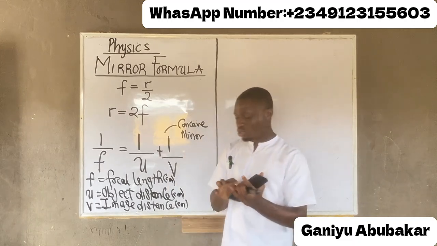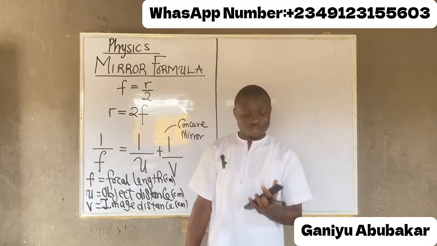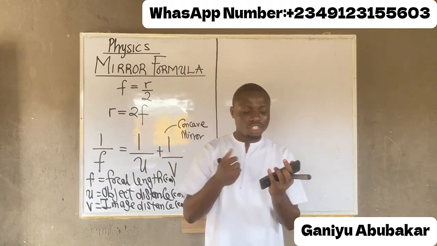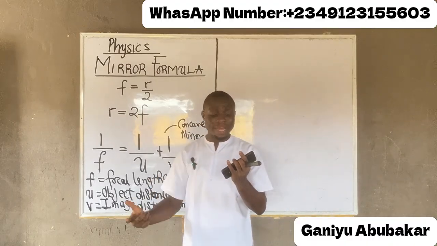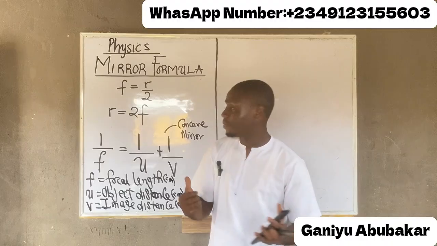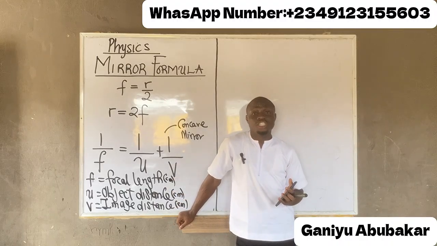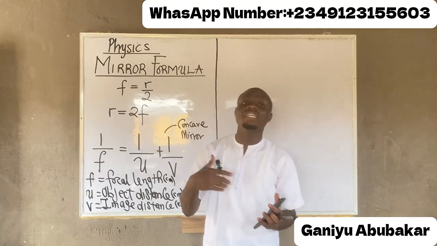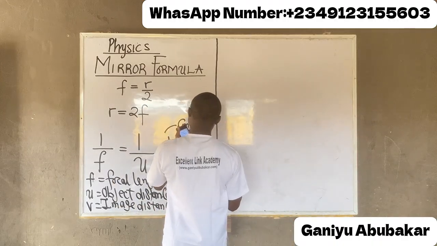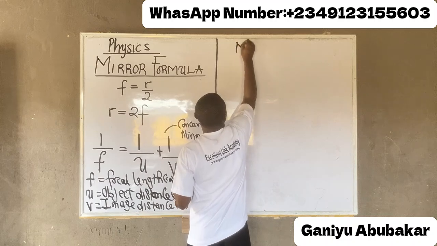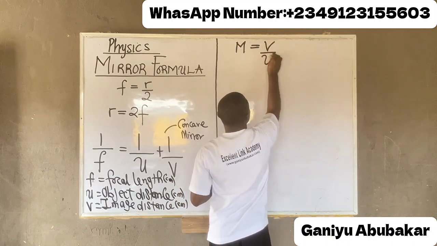At this junction, please note. The linear magnification, in bracket capital M, is given by, so now here the word linear magnification is M, and M is equal to V over U.